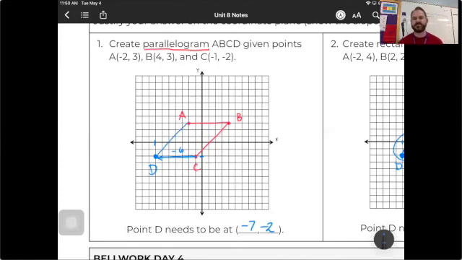So that's how you find a missing coordinate or missing point or missing vertex of a quadrilateral.